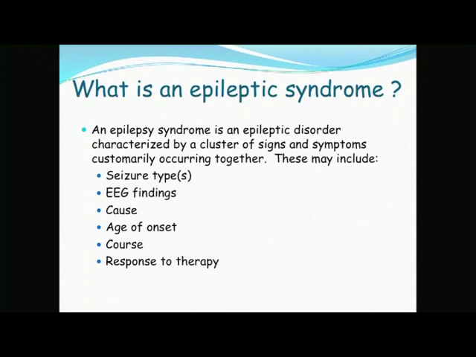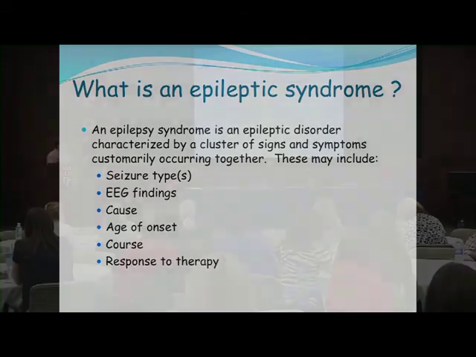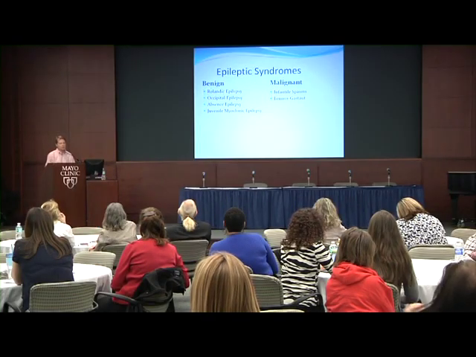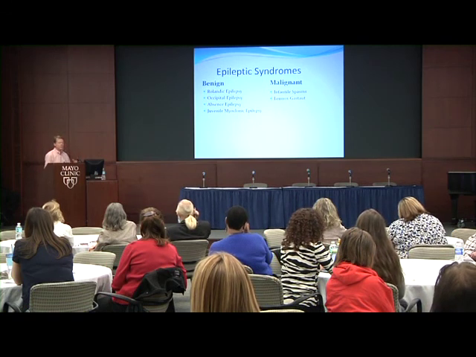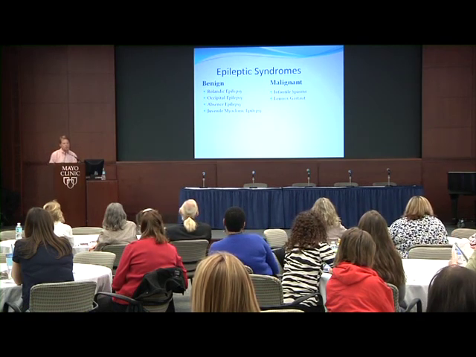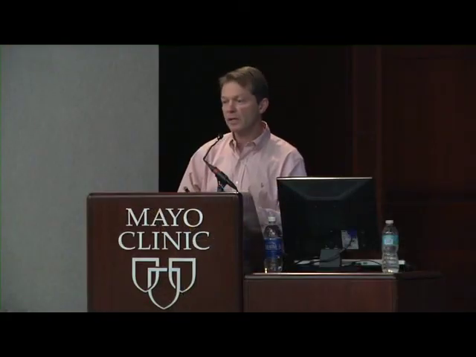The age of onset, infant, elementary school child, or a teenager. And the course, or what happens over time, and how well they respond to medications. These are the more common epileptic syndromes. And when you see a neurologist or an epileptologist, we try to see if we can put you together in a syndrome. If you can say you have a syndrome, then we can predict what's going to happen a little bit better.